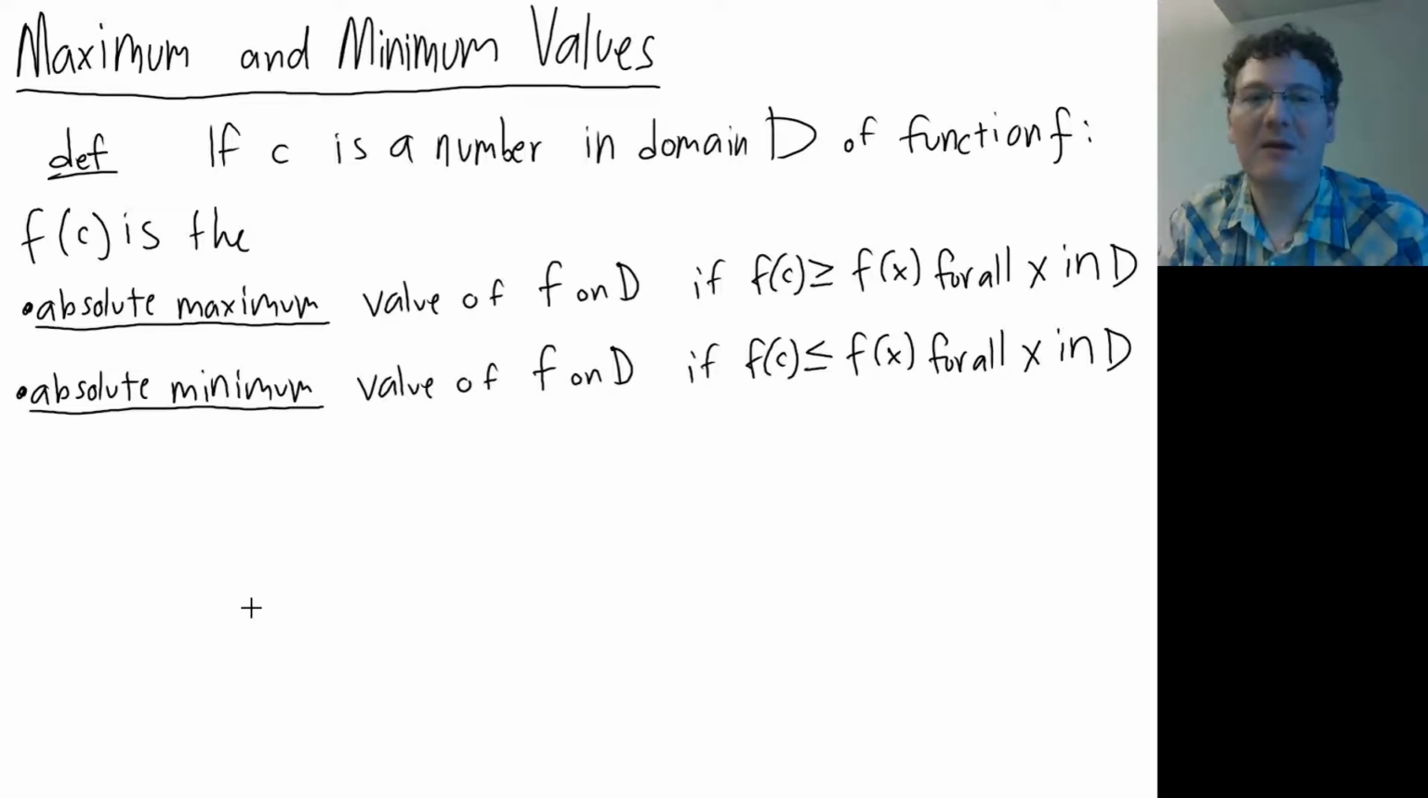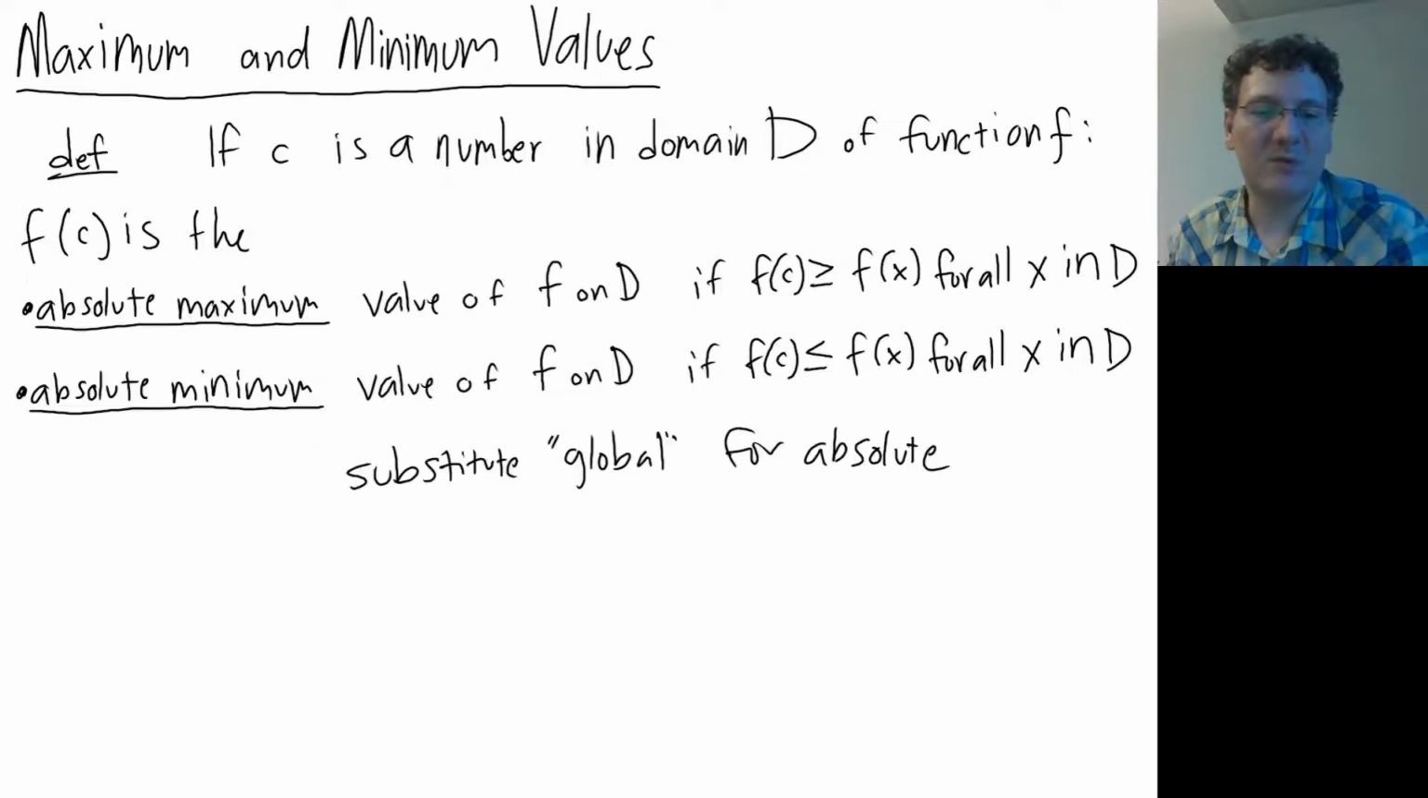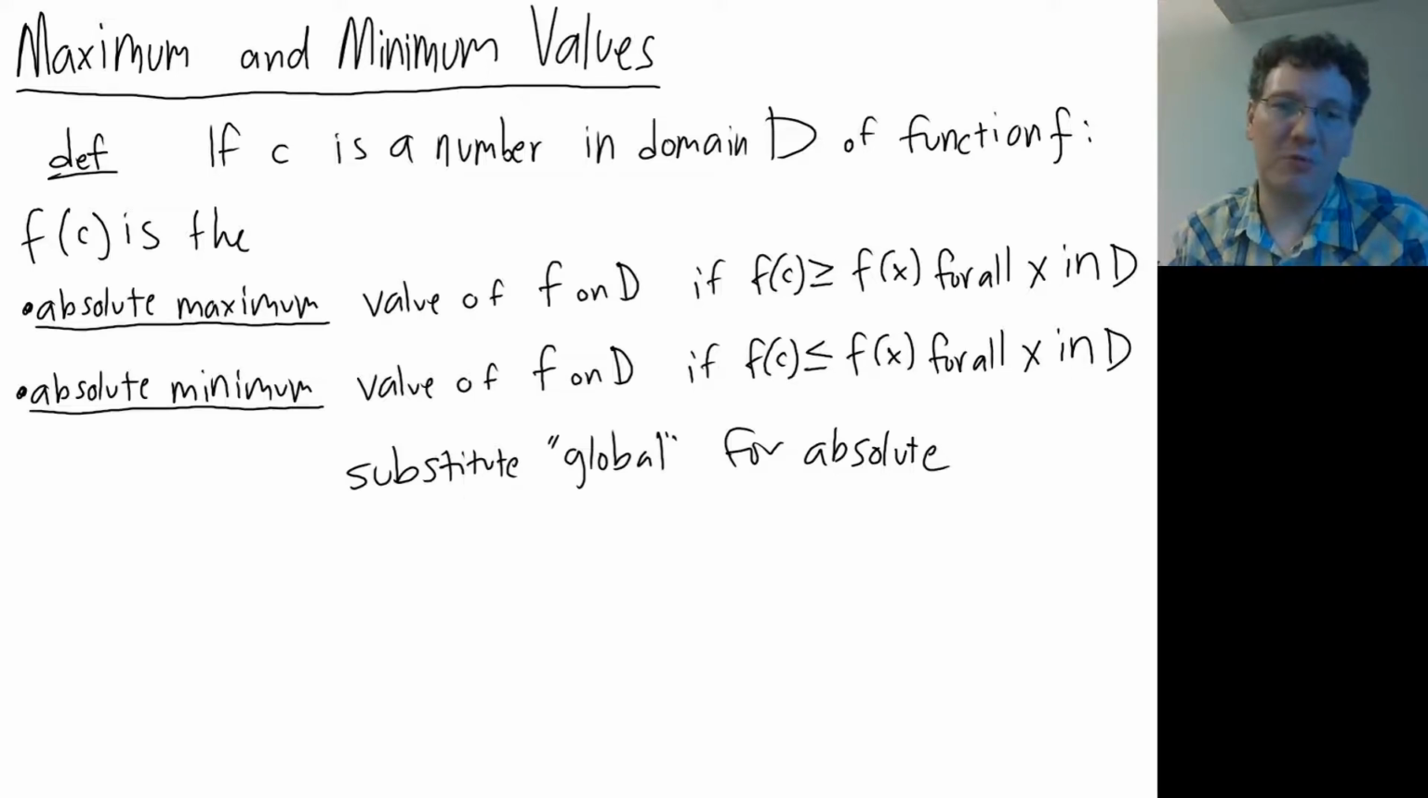By the same token, c would be the absolute minimum value of the function f if f of c is the lowest possible value of the function, right? I mean, that's what it means. Absolute maximum, absolute minimum. And sometimes we substitute the word global for the word absolute. So we might refer to these as the global maximum or the global minimum.